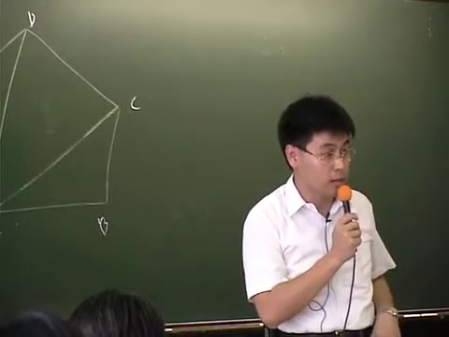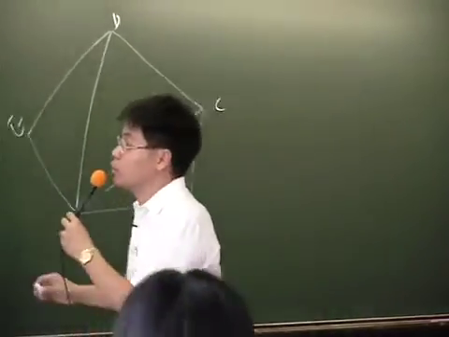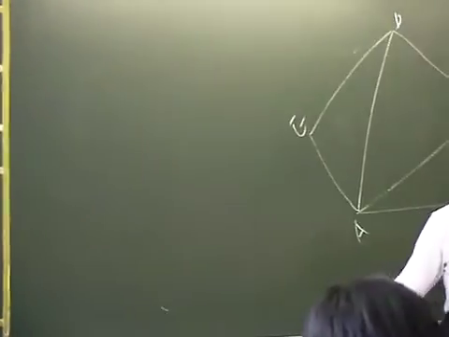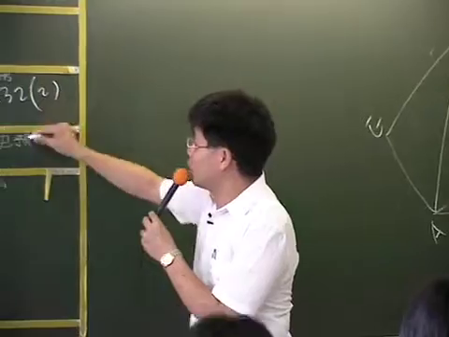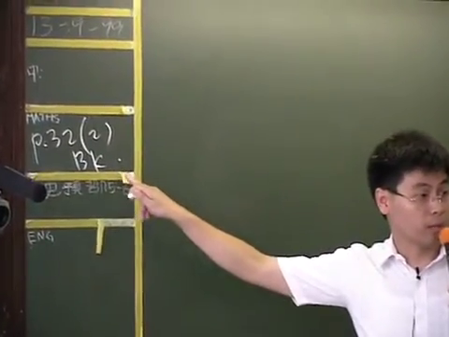Okay, mark down the homework for maths. You go home. Try to finish page 32, number 2 in your textbook. Okay, you work it out in your textbook. Got it?